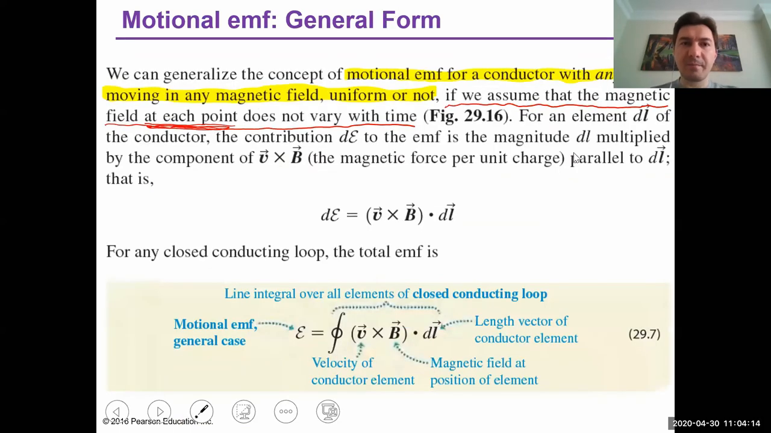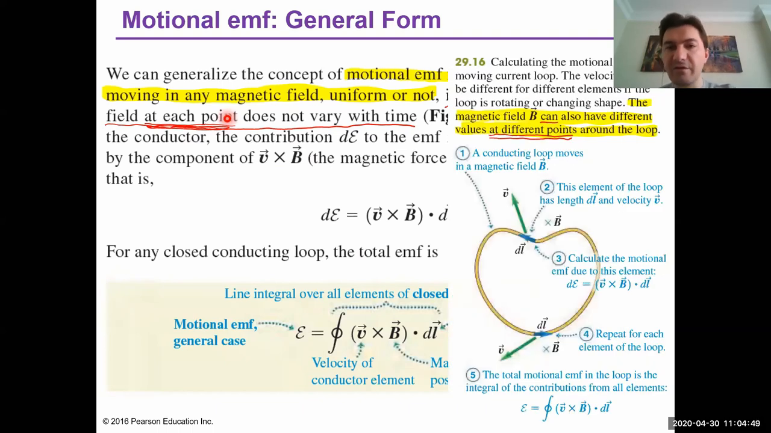Now we can generalize the concept of motional EMF for a conductor of any shape moving in any magnetic field, uniform or not. But this is important: we will assume that the magnetic field at each point does not vary with time. If you choose a certain point, at that point the magnetic field will not change.